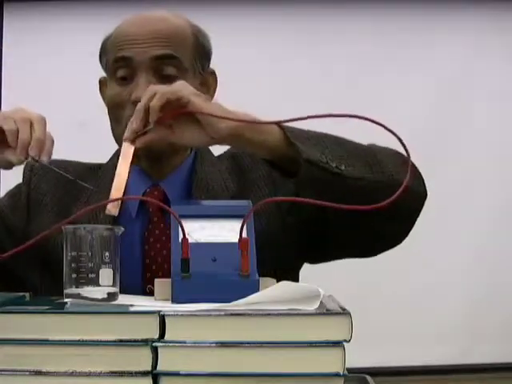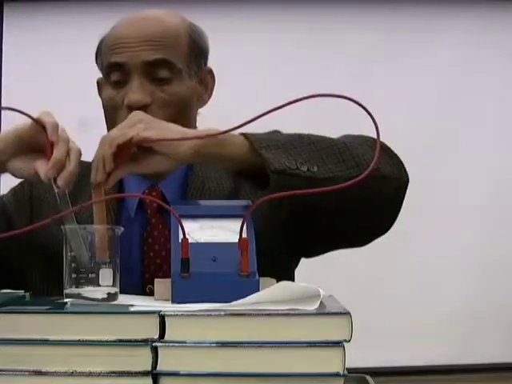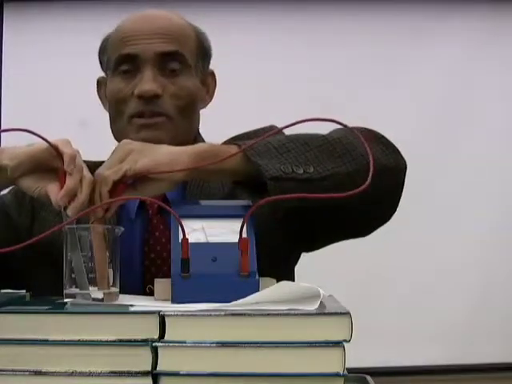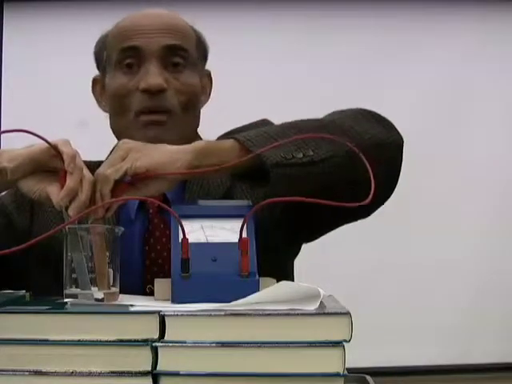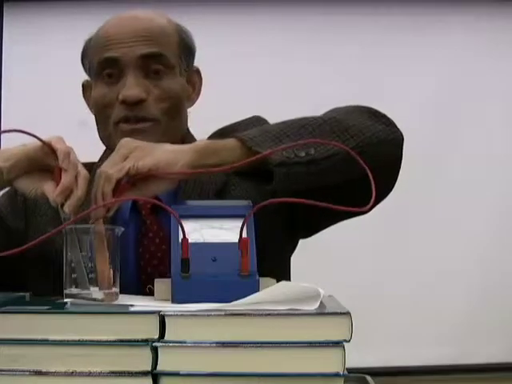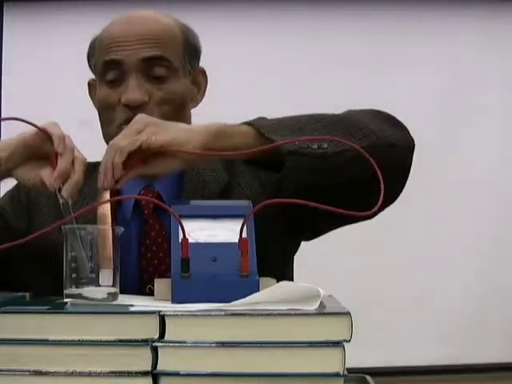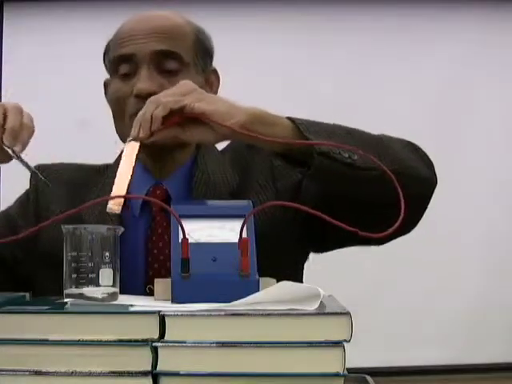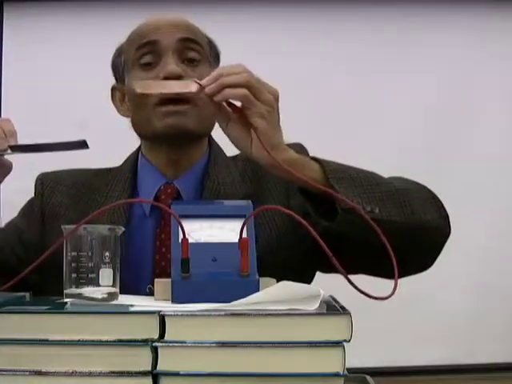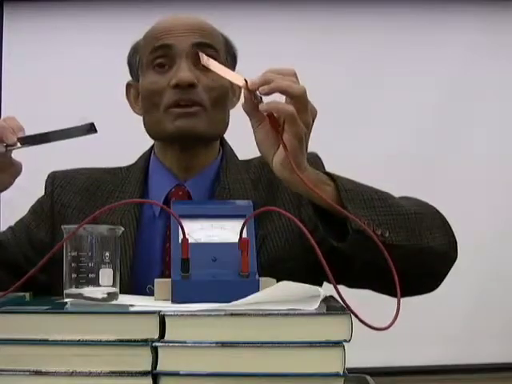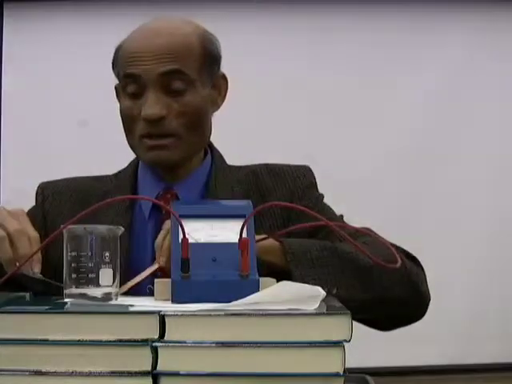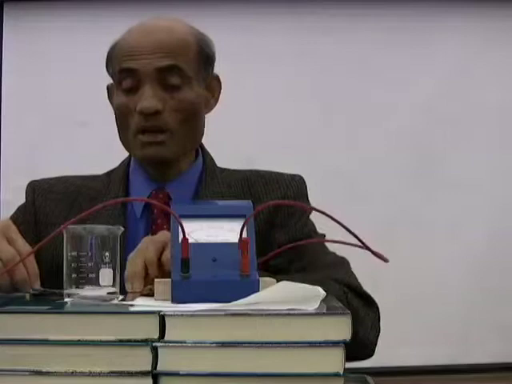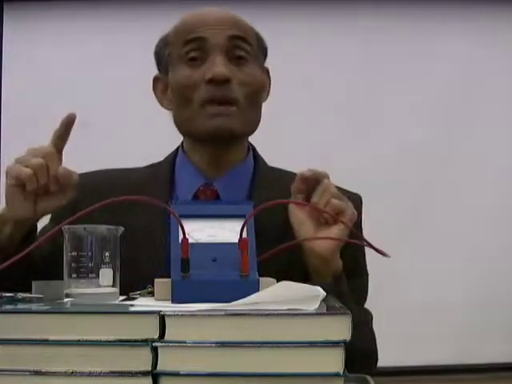Well, see what happens when I dip it in the dilute sulfuric acid. There you are. It is reading 1 volt. Can you see that? It is reading 1 volt. So this simple arrangement has set up a potential difference between the copper electrode and the zinc electrode of 1 volt. What does 1 volt mean?